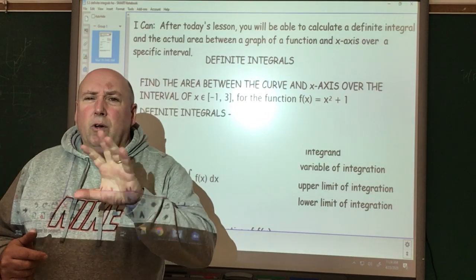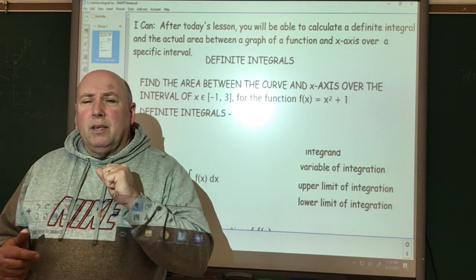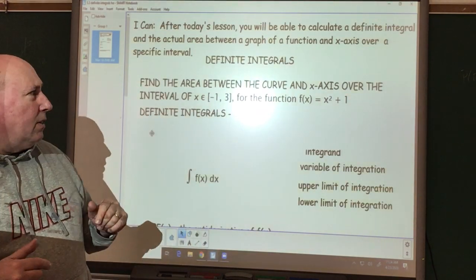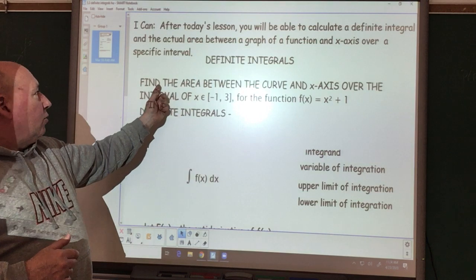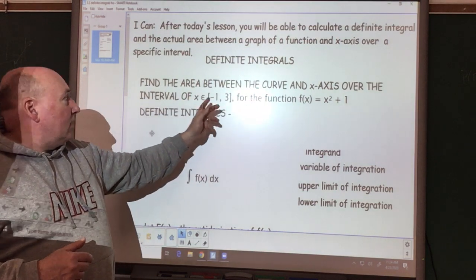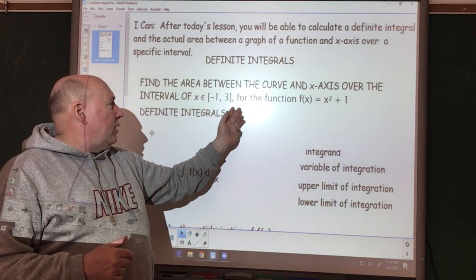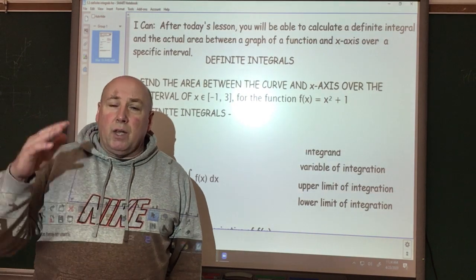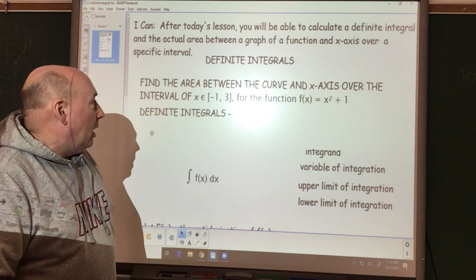The definite integral allows us to calculate the actual area between the curve and the x-axis over a specific interval. The definite integral is to find the area between the curve and the x-axis from -1 to 3 of the function x squared plus 1. That was the problem we dealt with initially with the upper sum, lower sum, and so on.